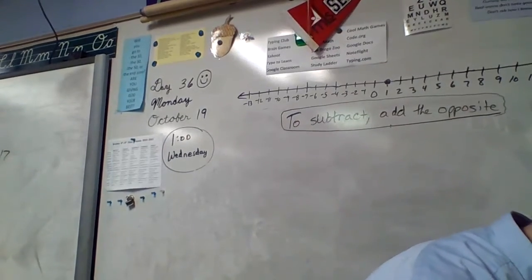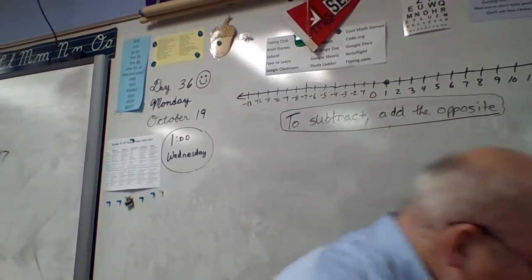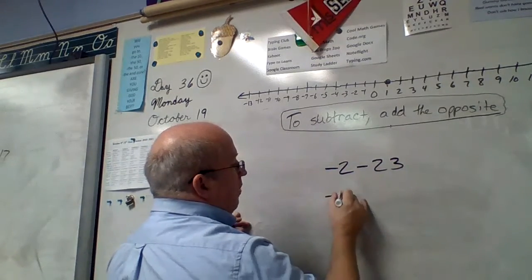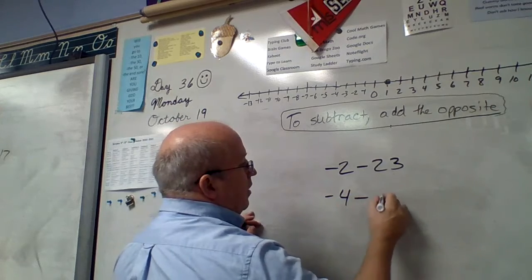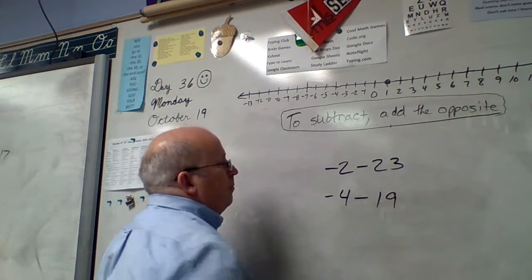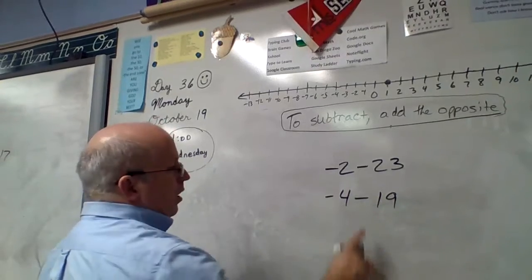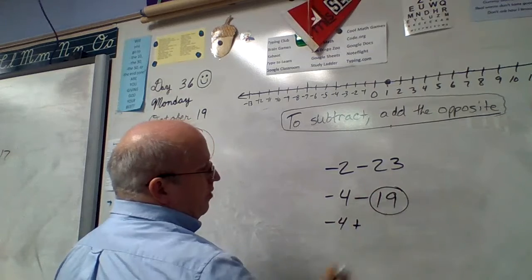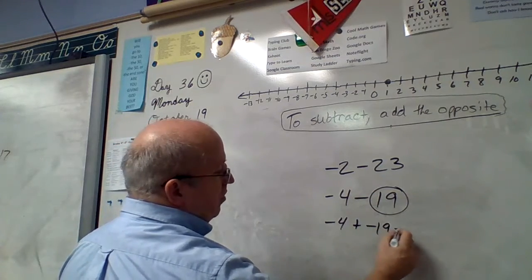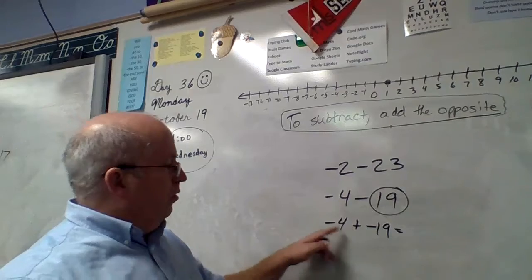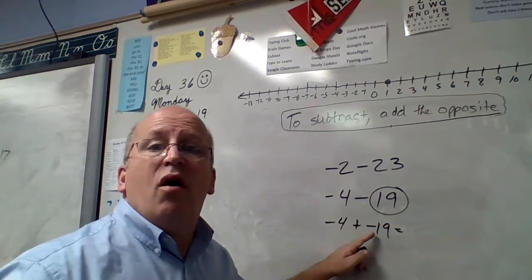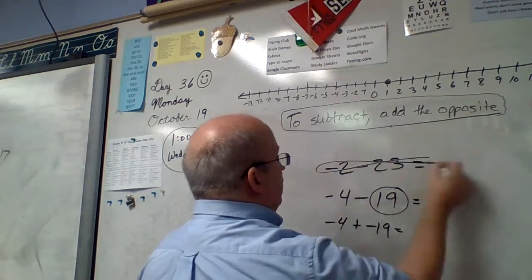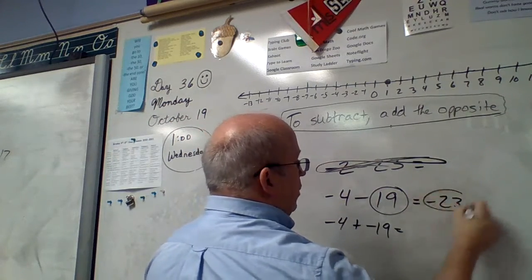Let's see, what else? How about number 7? Number 7. They've got negative 2 minus 23. I'm going to do negative 4 minus 19. Very similar problem, just slightly different. How do I do it? To subtract, I add. What do I add? I add the opposite of this number, which is this number. And now what rule do I use? Well, I'm adding a negative to a negative, so all I got to do is add. I get negative 23 when I add them all up.